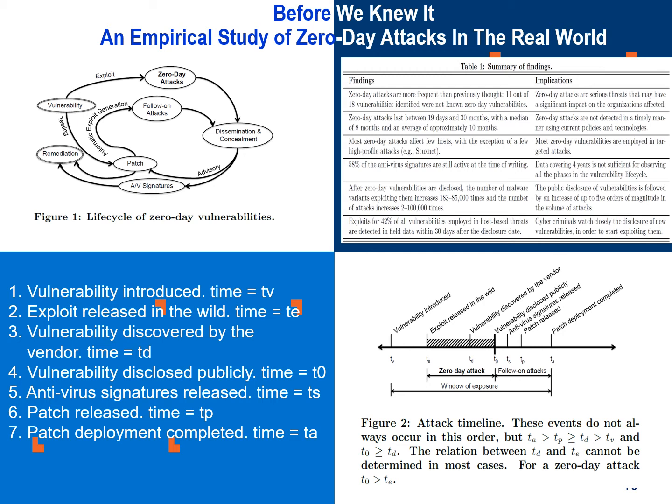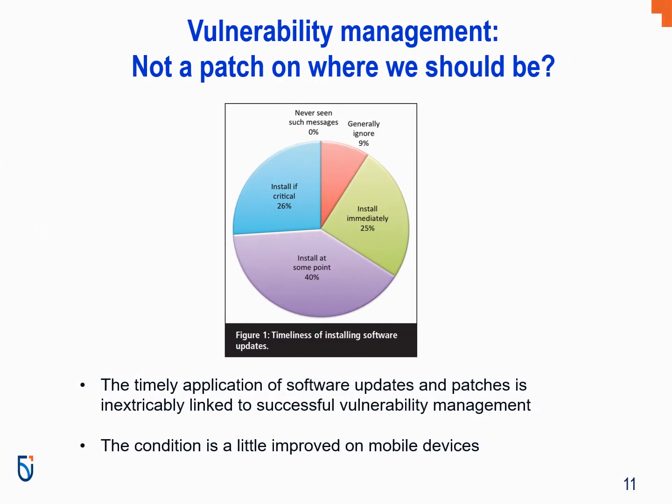Zero-day vulnerabilities rise by up to 5 orders of magnitude once they are made public. The timely application of software updates and patches is inextricably linked to successful vulnerability management, especially in the context of Windows applications. Vulnerabilities continue to be found often in well-established applications, necessitating the writers' constant focus.